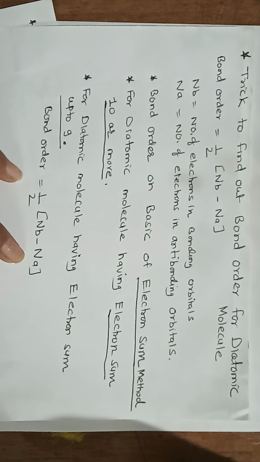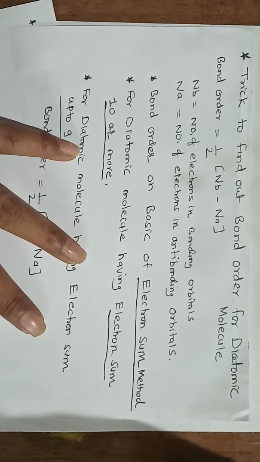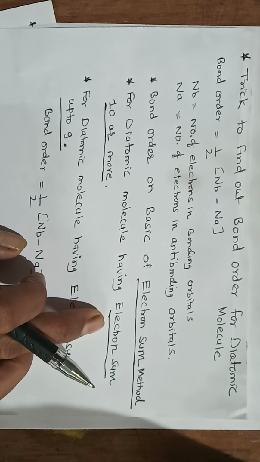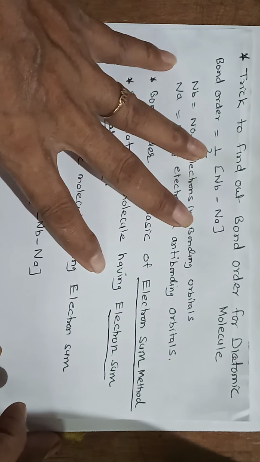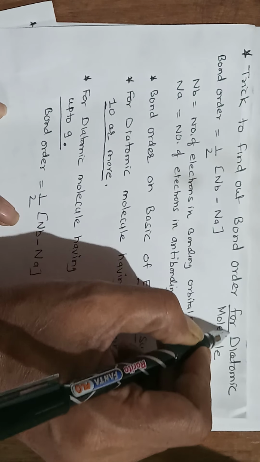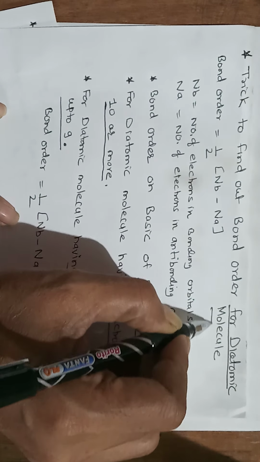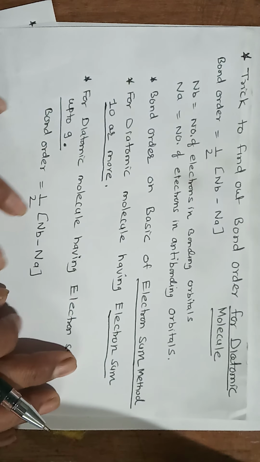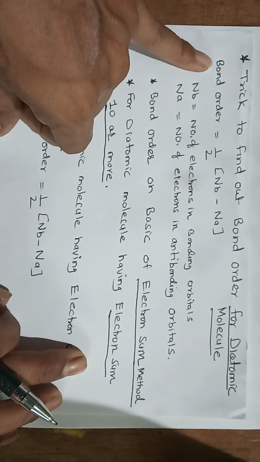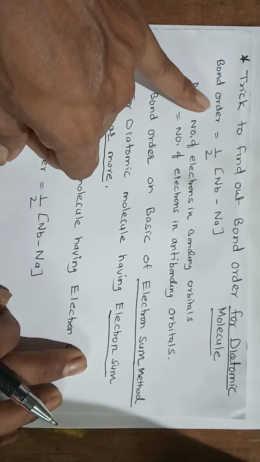Hello students. Today we are going to discuss one of the very important topics from your JEE or CET or NEET exam, that is the trick to find out bond order for the diatomic molecule. From chemical bonding, one of the important topics is bond order. So how do you find out bond order?